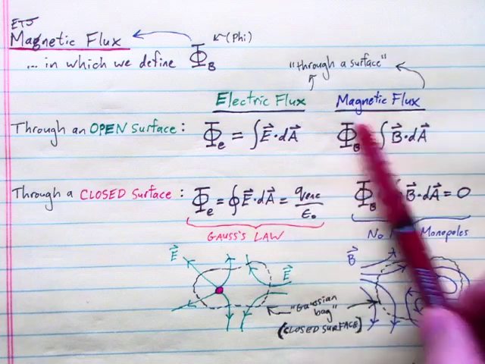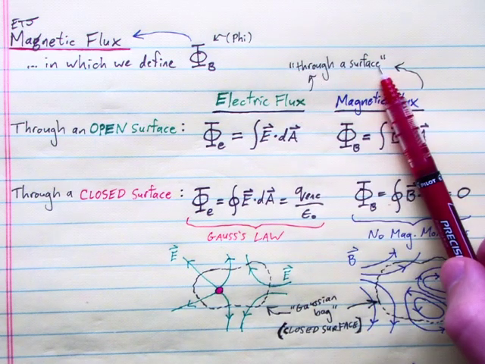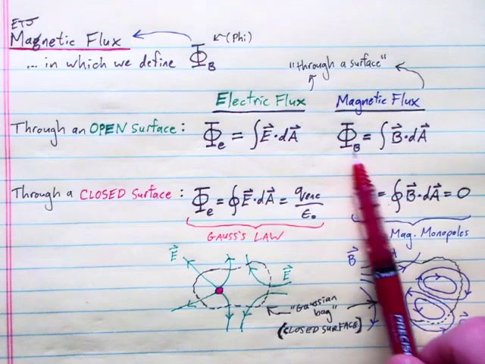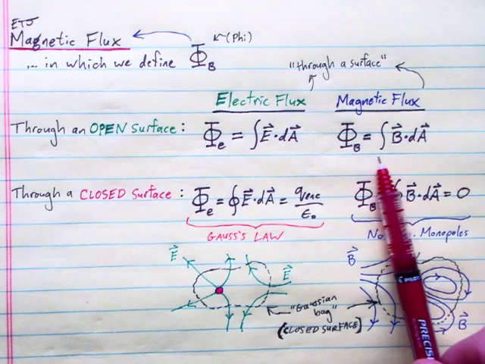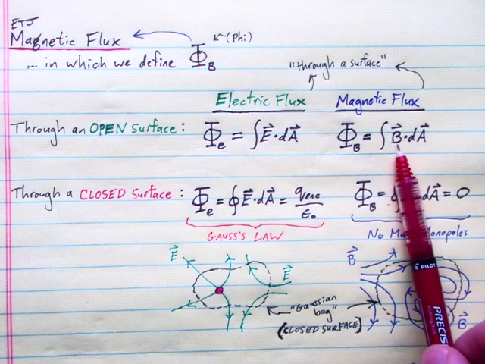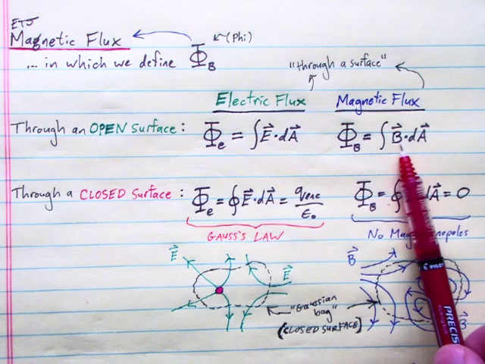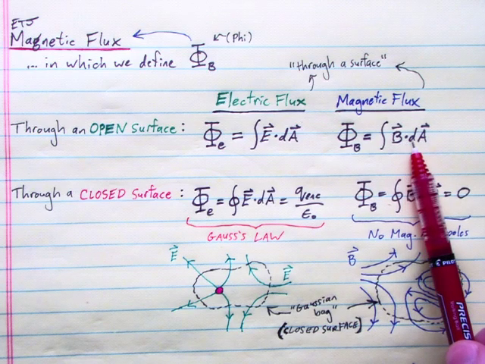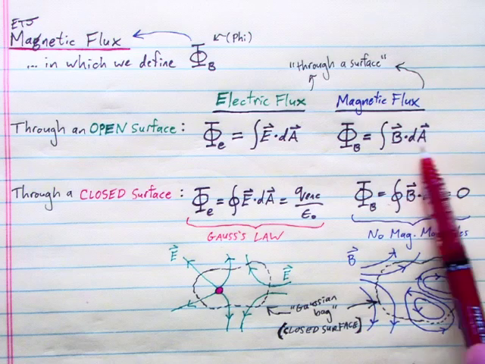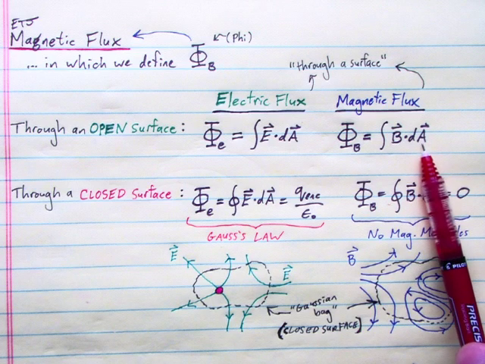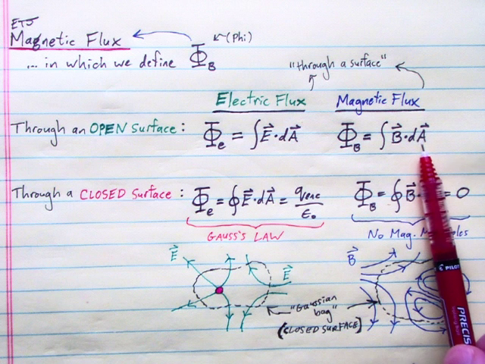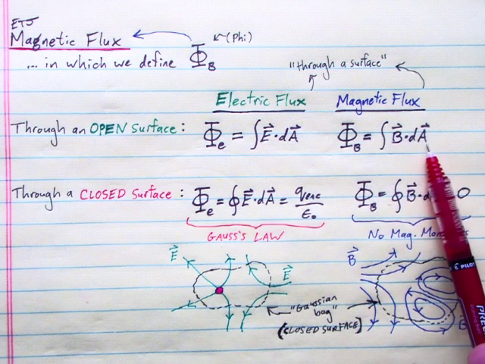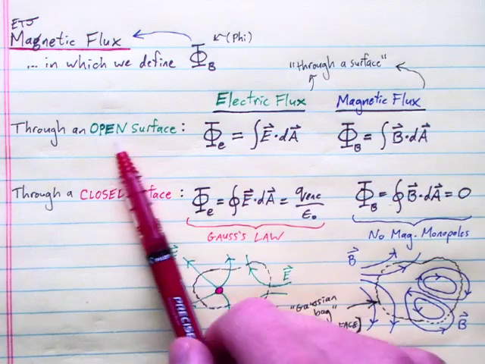Likewise, the magnetic flux through a surface can be defined as phi B here, the open surface integral of the magnetic field vector at every point on the surface, dotted with the local surface area vector dA pointing perpendicular to that surface and pointing out from the front side of the surface. We have to define a front side and a back side. That's if our surface is open.